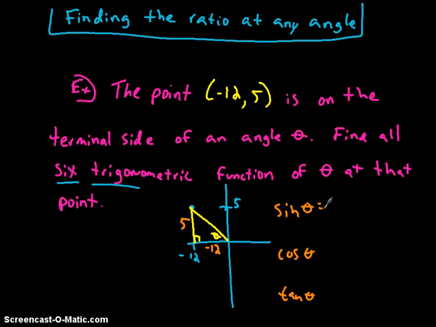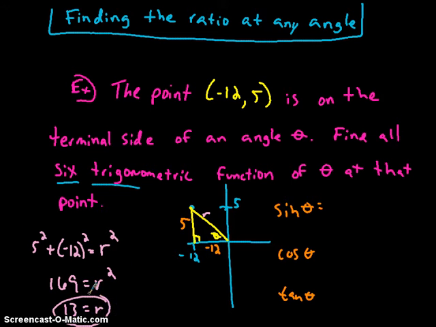Sine of theta, as we know, is going to be opposite over hypotenuse. And you don't know the hypotenuse, so you really need to take a minute to actually find it using the Pythagorean theorem. So you should have set up 5 squared plus negative 12 squared equals r squared, where that's your hypotenuse being r. So you have 169 is equal to r squared, so 13 is equal to r. You can say plus or minus, but again, the hypotenuse is always positive anyway. So it's 13. So if we want to find the value of sine at this angle, it would be 5 over 13.